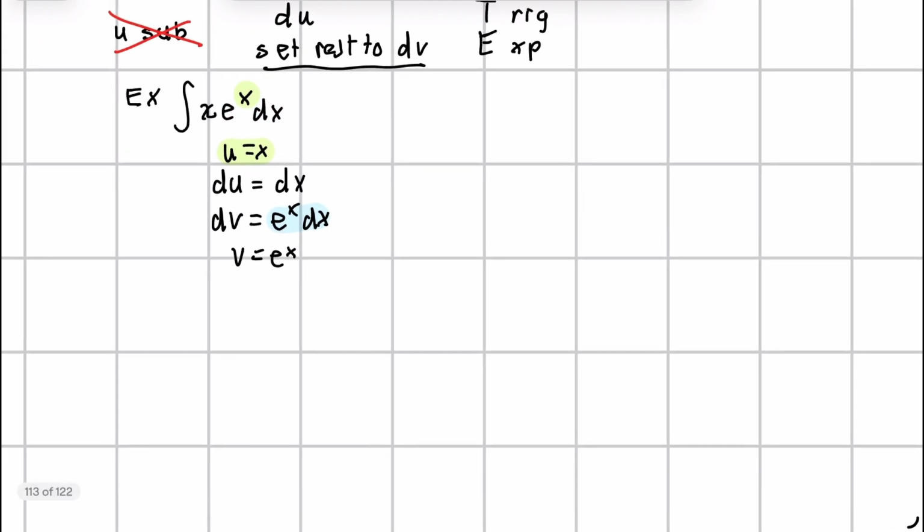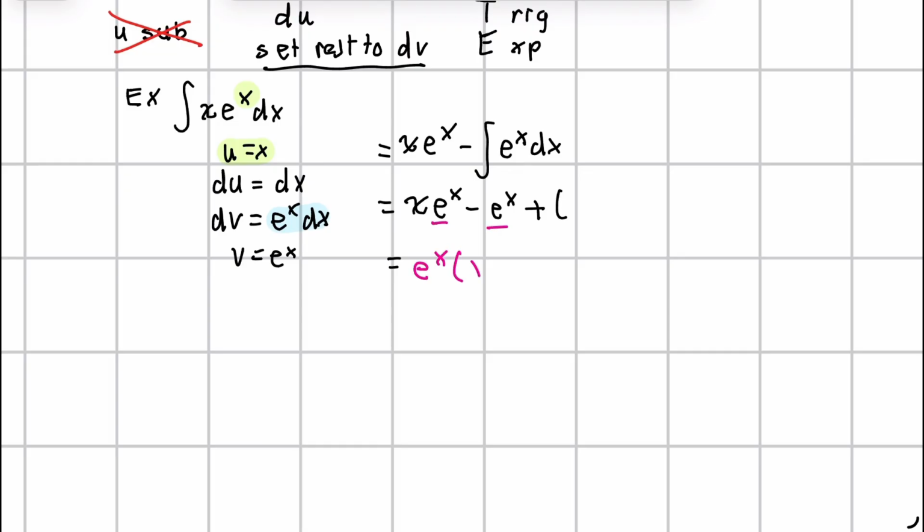So if we apply our formula here, all we do is substitute all these values in. So we have x e to the power of x minus the integral of e to the power of x dx, right? So then you have x times e to the power of x minus e to the power of x, because the integral of e to the power of x is e to the power of x. And then we're going to add c to it. So then all you can do here is you see that you have e to the power of x here. You can factor out e to the power of x and then multiply it by x minus 1, plus c.